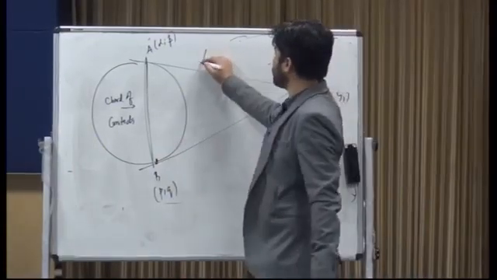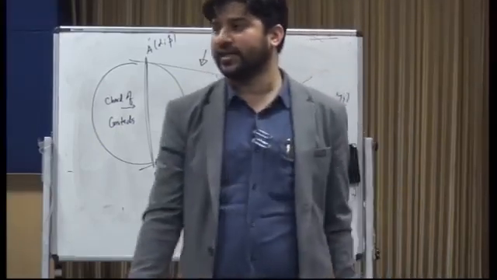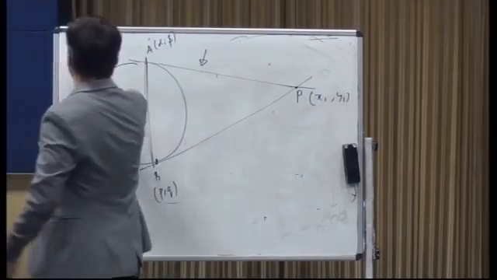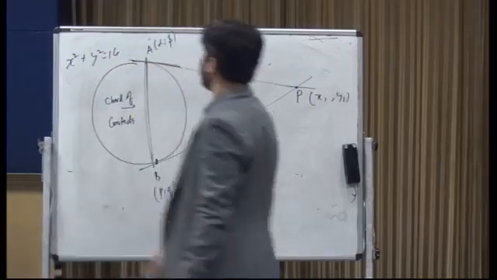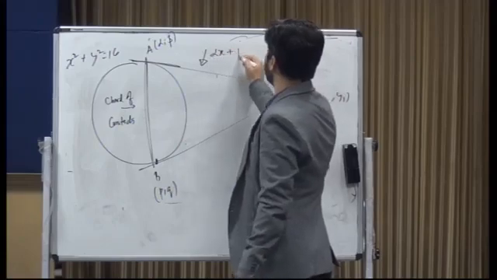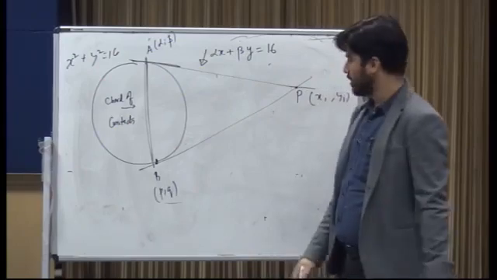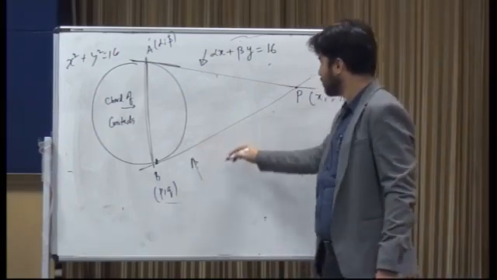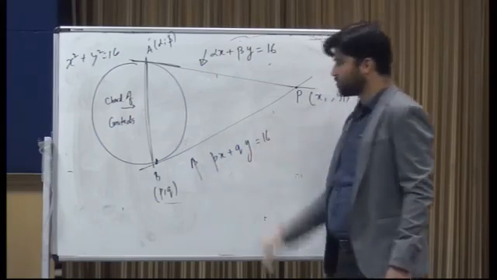Tell me what will be the equation of AP? What will be the equation of the tangent line PA? The equation of the circle is x square plus y square is equal to 16. What will be the equation of this tangent at alpha comma beta? Alpha x plus beta y is equal to 16, right, and what will be the equation of BP? px plus qy is equal to 16, right.